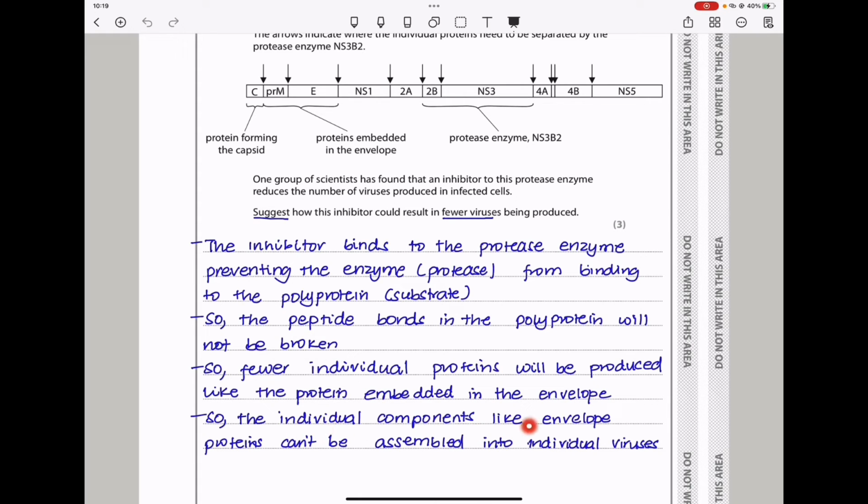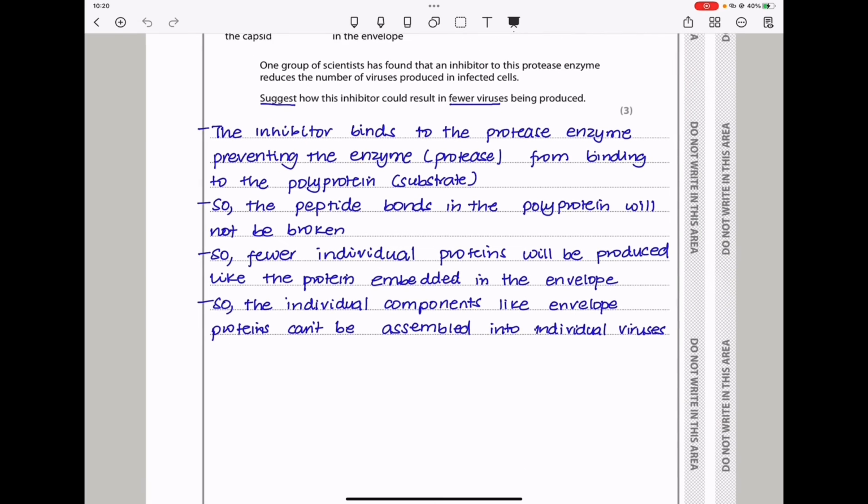So the individual components like the envelope proteins can be assembled into individual viruses. So if one of these proteins is missing, it means the virus particles cannot be assembled properly, and therefore fewer viruses are going to be produced. Moving on.